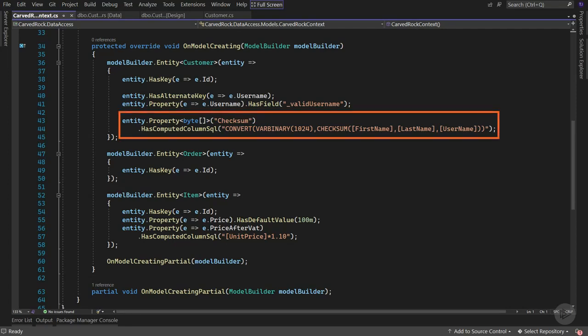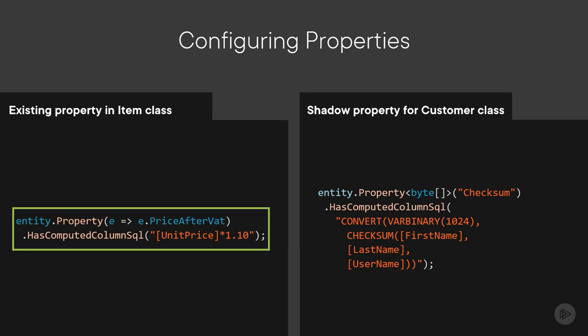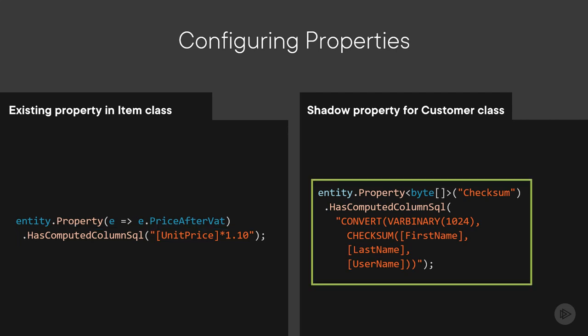As we can see here, what the Craftwork team has done is to use the computed column SQL method, just like we did when we defined the computed value for the price after VAT field. But notice that we used the method differently in the two instances. When we defined the formula for the price after VAT column, we did so directly on the corresponding property on our customer entity. But since the customer entity no longer has a checksum property, we can't do the same for that property. Instead, we use an overload of the property method, where we set the generic type parameter to be a byte array and pass in the value checksum as the name of the property that we want to fetch data from.